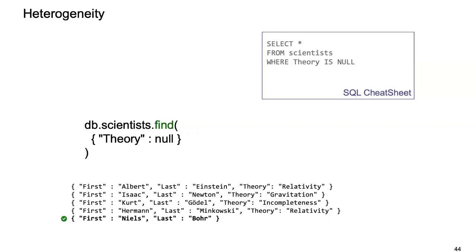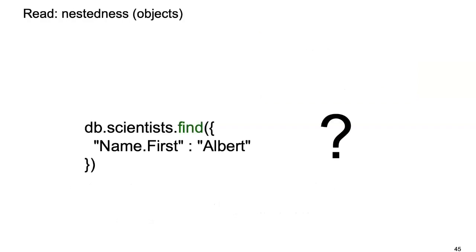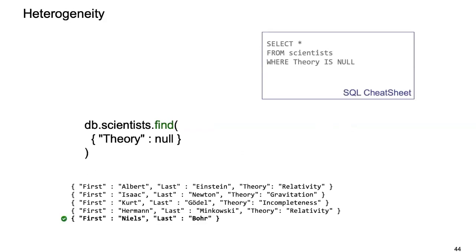There are other systems that treat a null value and a missing value in a different way, but in MongoDB, it's the same. It's considered equivalence, right? So this is the reason why when you say theory null, it's going to return the fifth object, because theory is actually missing. Okay, so this addresses heterogeneity. What about nestedness? What if our collection has nested objects or nested arrays?